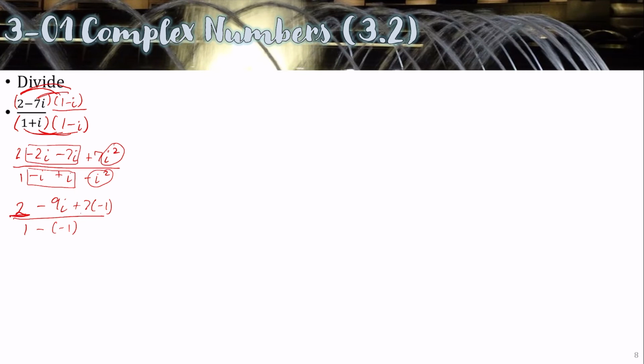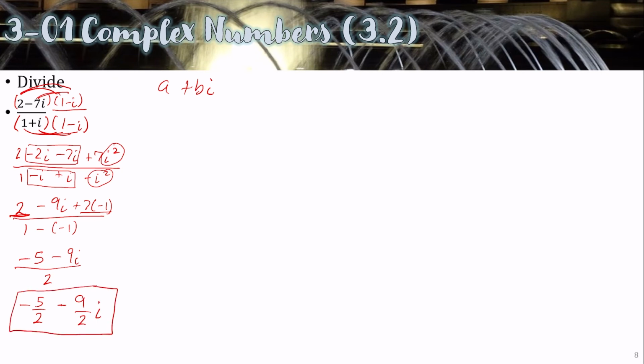On the top, I can combine the 2 and the negative 7 to give me negative 5. And on the bottom, 1 minus a negative, same thing as a plus, so it's 2. Now usually we split this, so the form is a plus bi, so we have 2 separate parts. So I can split this into 2 fractions. Negative 5 over 2 minus 9 over 2 i. If you have one denominator, you can split it.